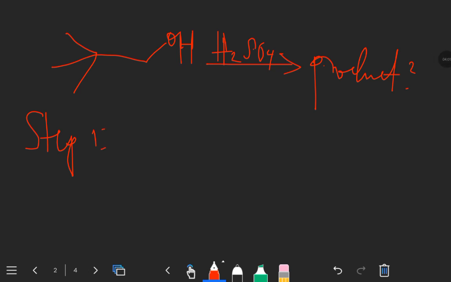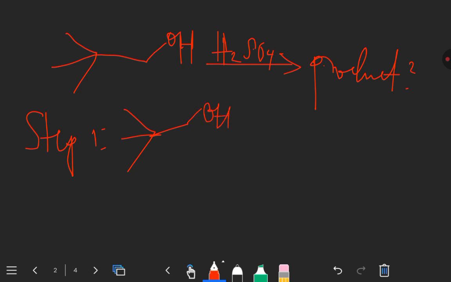our step 1 will first be protonating this OH, which is a hydroxyl, because a hydroxyl is a bad leaving group. It can't leave on its own, so we need first to protonate it so that we form water. Then that water will be a good leaving group. It will be able to leave. So our step 1 will be protonating this OH.